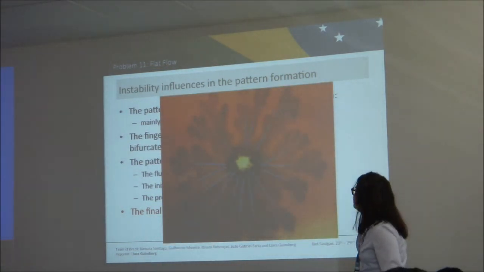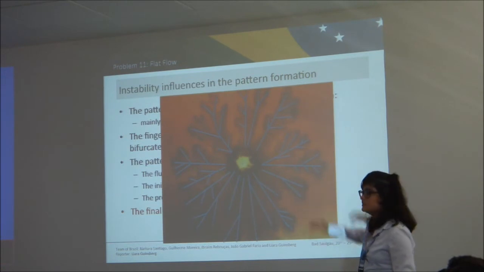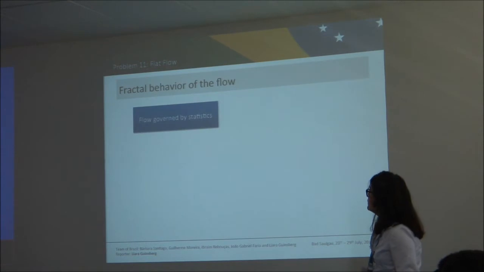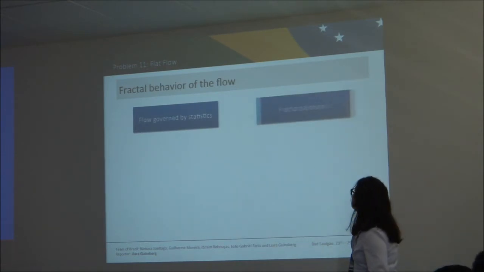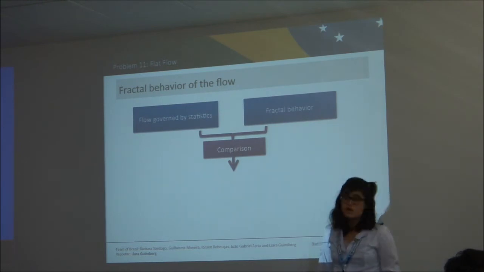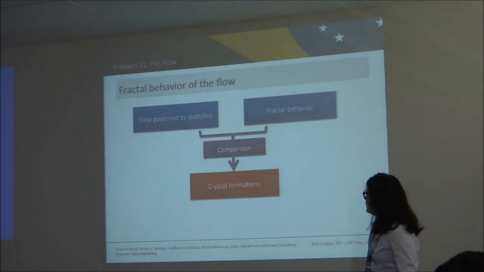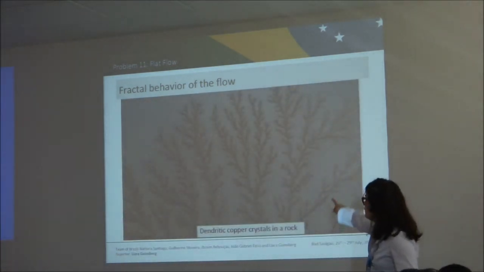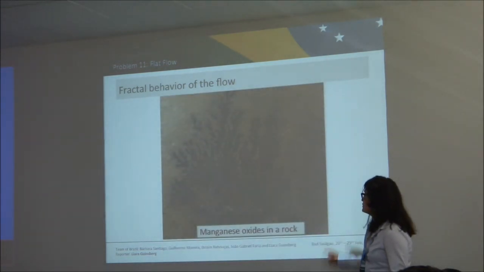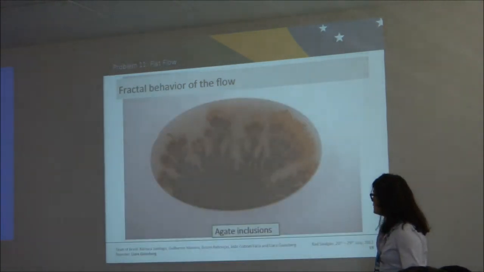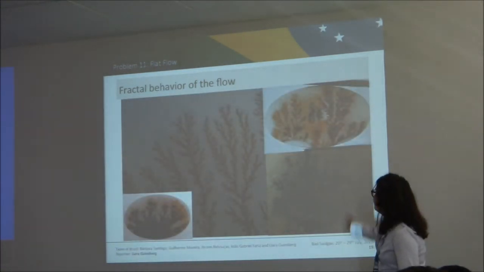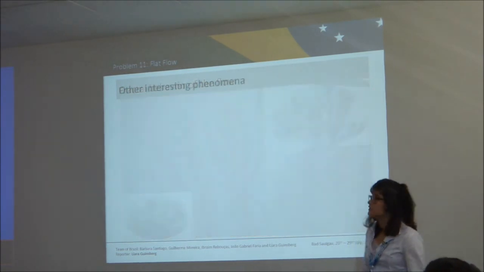And here we can see in our flow that it does have the shape of a fractal. The flow is governed by statistics. We have the fractal behavior, and we can make a comparison of it with crystal formations. Here we have a dendritic copper crystal in a rock, manganese oxide in a rock, agate inclusions, and here again agate inclusions. From this you can see that these patterns are very related to each other.